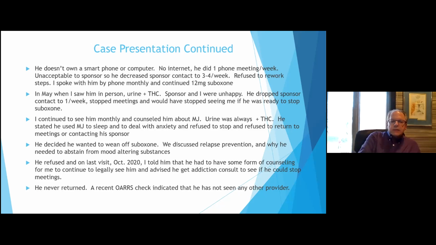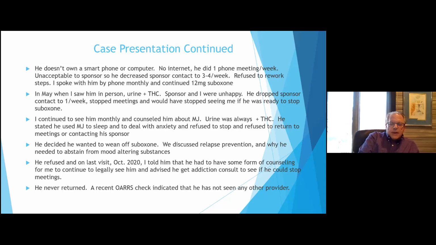I talked to him, but I didn't threaten him, didn't do anything to discourage him from continuing to come to see me monthly. I counseled him about marijuana. He simply stated that he was going to smoke. There was nothing wrong with it, and it helped him sleep and it helped him deal with anxiety. And he was not going to go back to meetings, and he was not going to go back to his sponsor.